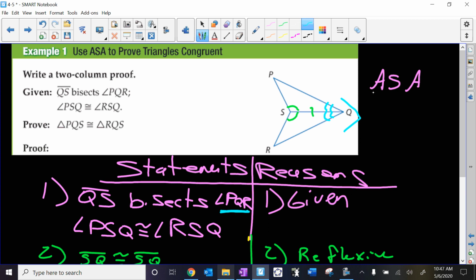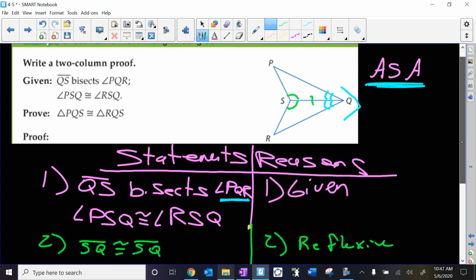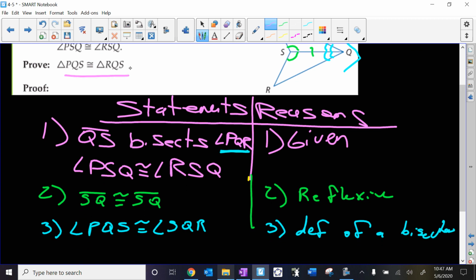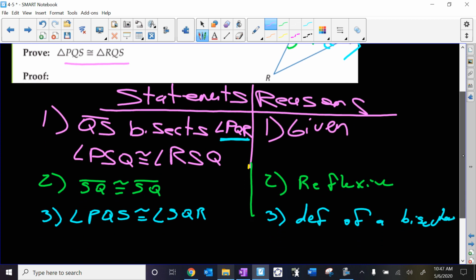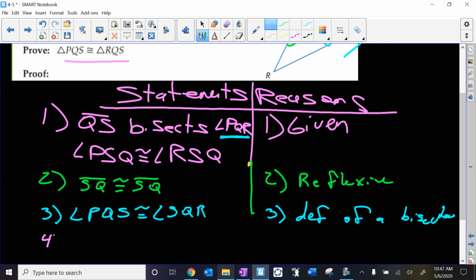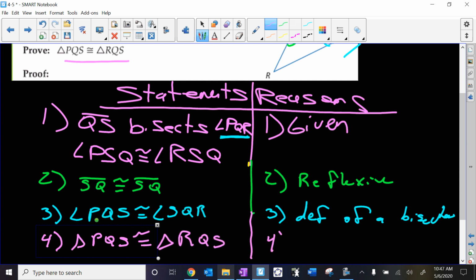As you can see, we now have our angle side angle relationship within both triangles, which means that our triangles are now congruent. So we're going to say triangle PQS is congruent to triangle RQS by angle side angle.